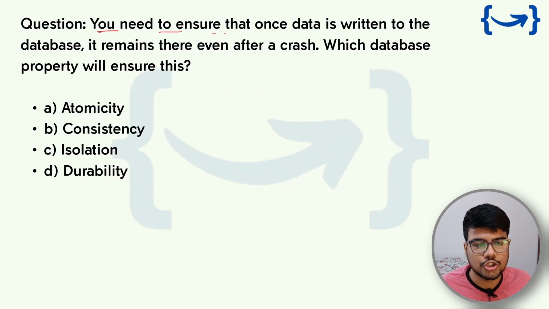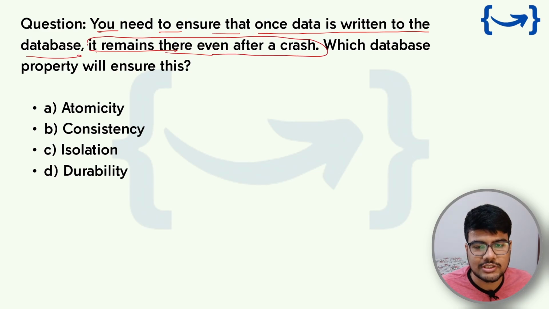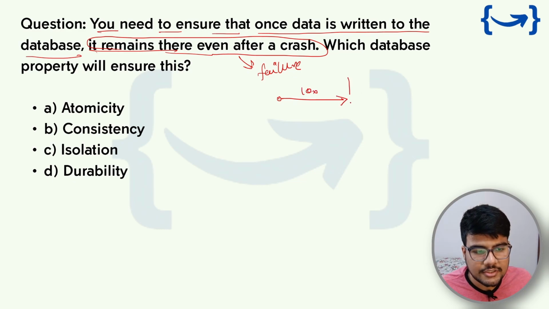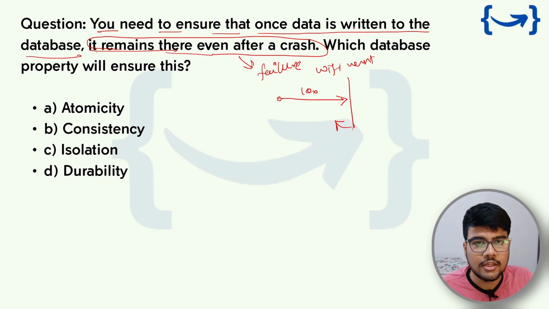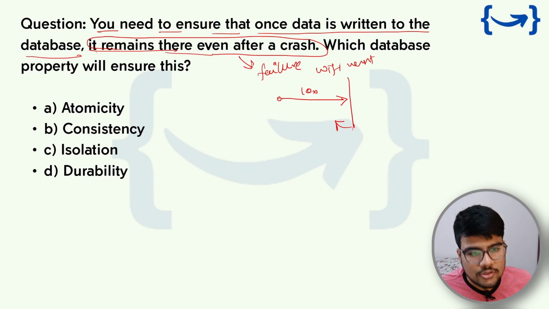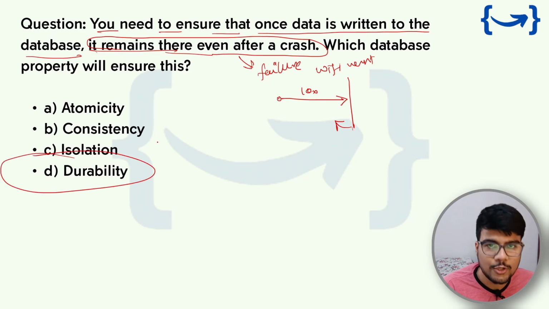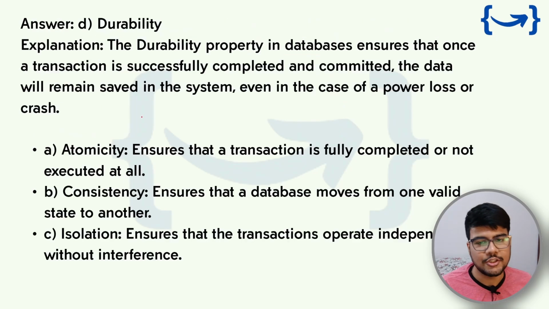Next question: you need to ensure that once data is written to the database, it remains there even after a crash, which is, it remains the same after the failure. Let me give you a real-life scenario. Let's say you processed a 100 rupees transaction sending it to your friend and it is received, but you didn't get the acknowledgement because your Wi-Fi went off, but your transaction is successful. So it will be deducted from your bank and it will be credited in your friend's bank, isn't it? This case is tackled by durability. I don't expect you will make a mistake in this question. So yes, again, you mark the question right.